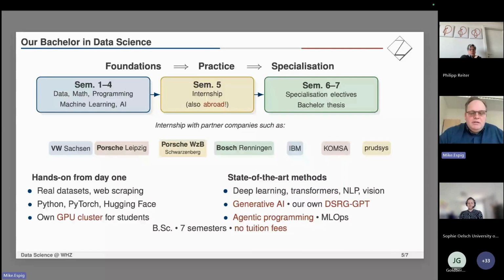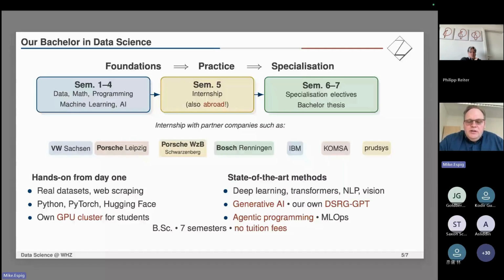Real data, Python, PyTorch, Hugging Face. We even have our own GPU cluster that students can use from the very first day in all their projects. We teach the most modern AI: deep learning, transformers, generative AI. We have even built our own large language model, DSRG GPT, and we work on agentic programming since the 2nd semester of our students. This is the next big step in AI.